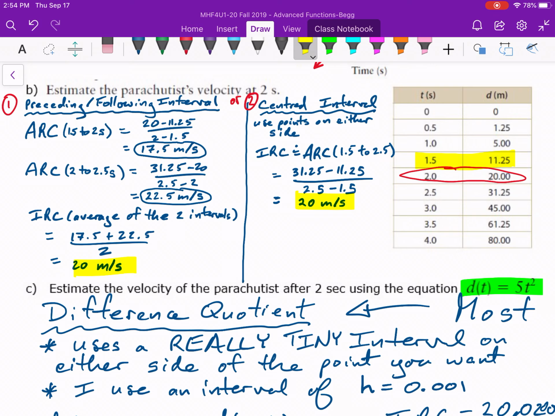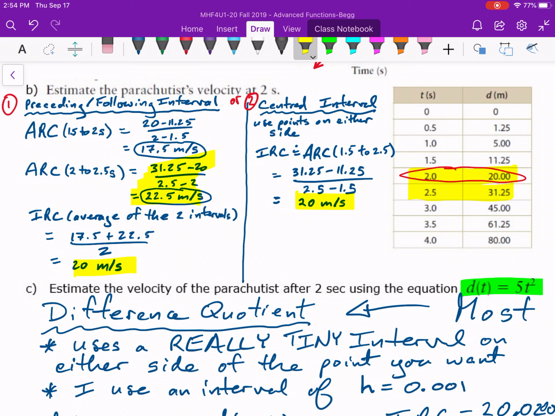So I can get the average rate of change between these 2 points. And that's exactly what I'm doing right here. It turns out the average rate of change for that half-second interval is 17.5 meters per second. If I do the same thing for a half second after the time I want, so 2.5 seconds, and then compare that to the 2 seconds, then I can get my average rate of change as 22.5 meters per second.